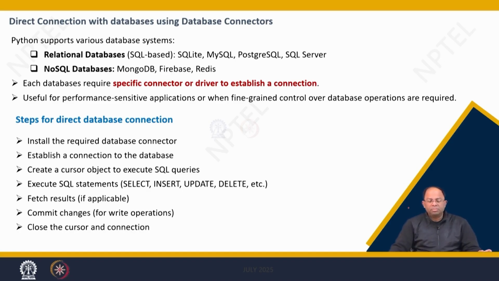Then create a cursor object to execute SQL queries. We have learned that this cursor object is the one which actually executes the queries inside the database. Then execute SQL statements like select, insert, update, delete, all these things we can do. And then we can fetch the results, if that statement is actually returning something. If it is update, there is no fetching of results, but if it is select star, it will fetch results. Then commit the changes, and finally once we are done, close the cursor and the connection. So that's the basic standard way to access a database.